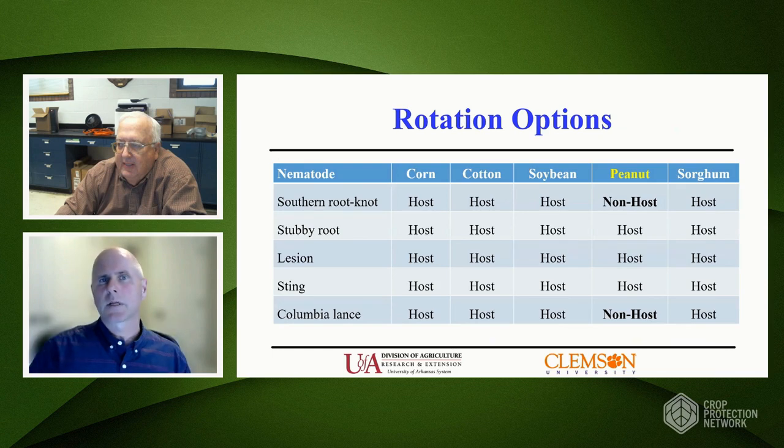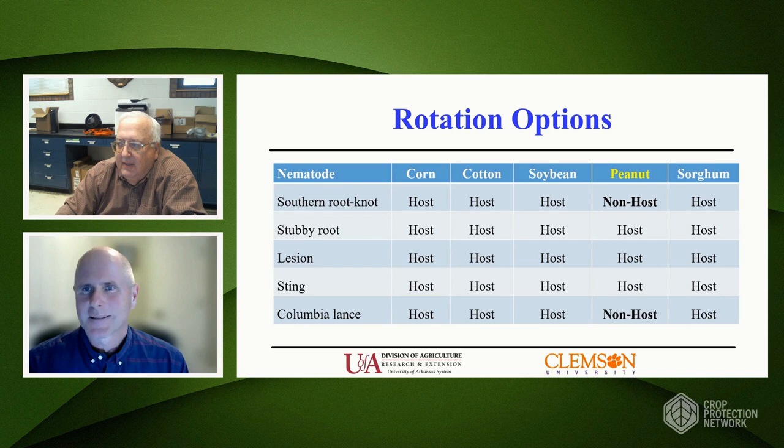I'll just hit this point as far as our crop rotation. We've highlighted the ones there that can be helpful, and of course, that's just peanut. So that is a non-host for the southern root knot nematode, as well as the Columbia lance nematode. Of course, if you have the peanut root knot nematode, it's going to reproduce on peanuts. So that's something else to know, which species you have.